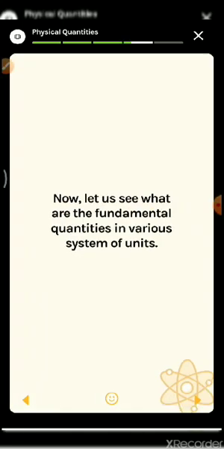Some derived quantities are given here: area, volume, density. Area: square meter, symbol m squared. Volume: cubic meter, m cubed. Density: kilogram per cubic meter, with its symbol also there, kilogram per cubic meter. These are some derived quantities.